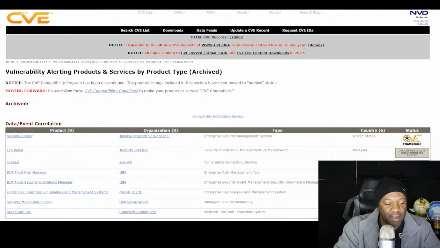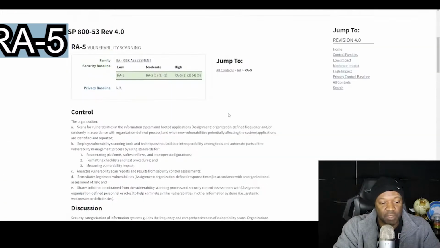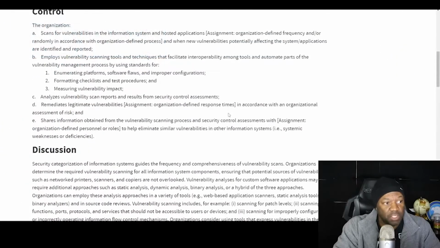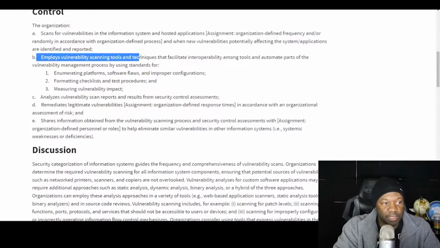If they don't have a policy for scanning, that's a violation of another control, like they're not doing that security control. That would be something I would be a little bit concerned about. This is RA5 that Kwame is talking about. This security control, very briefly, is saying the organization scans for vulnerabilities on information systems. They employ vulnerability scanning tools.